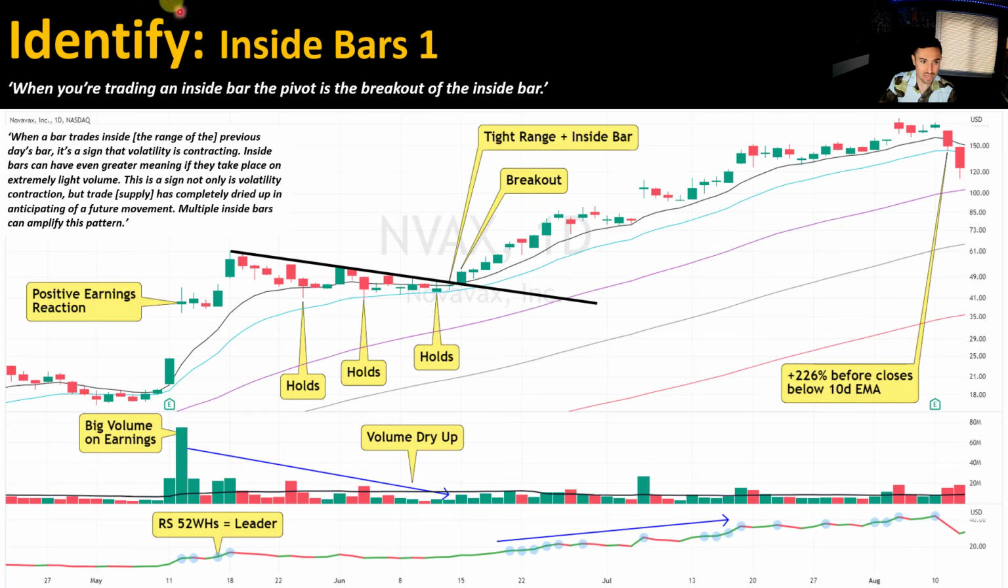Inside bars. Oliver gives a significant amount of weight to inside bars, and you're going to learn about the wick play as well. When a bar trades inside the range of the previous day's bar, it's a sign that volatility is contracting. Mark Minervini had a significant influence on Oliver's process as well, as much as William O'Neil to an extent. Inside bars can have even greater meaning if they take place on extremely light volume. This is a sign not only that volatility is contracting, but that trade, i.e. supply, has completely dried up in anticipation of a future move.